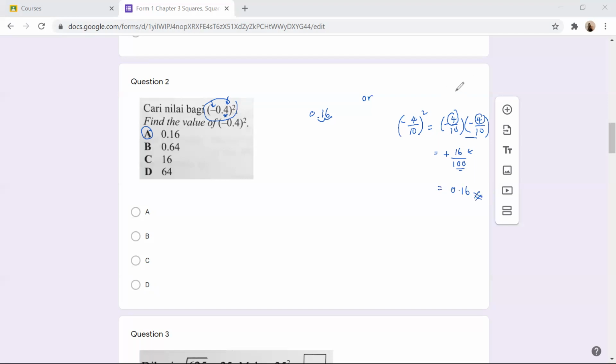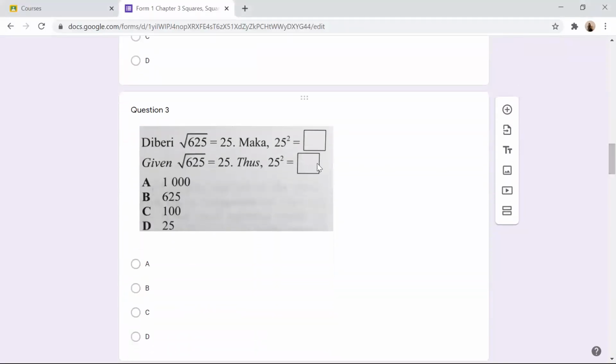So it's either you use the complete way or you can use the shortcut. Either way will give us the correct answer. So now let's move on to question number 3. For question number 3, we are given the square root of 625 equals 25. So we want to find 25 squared.